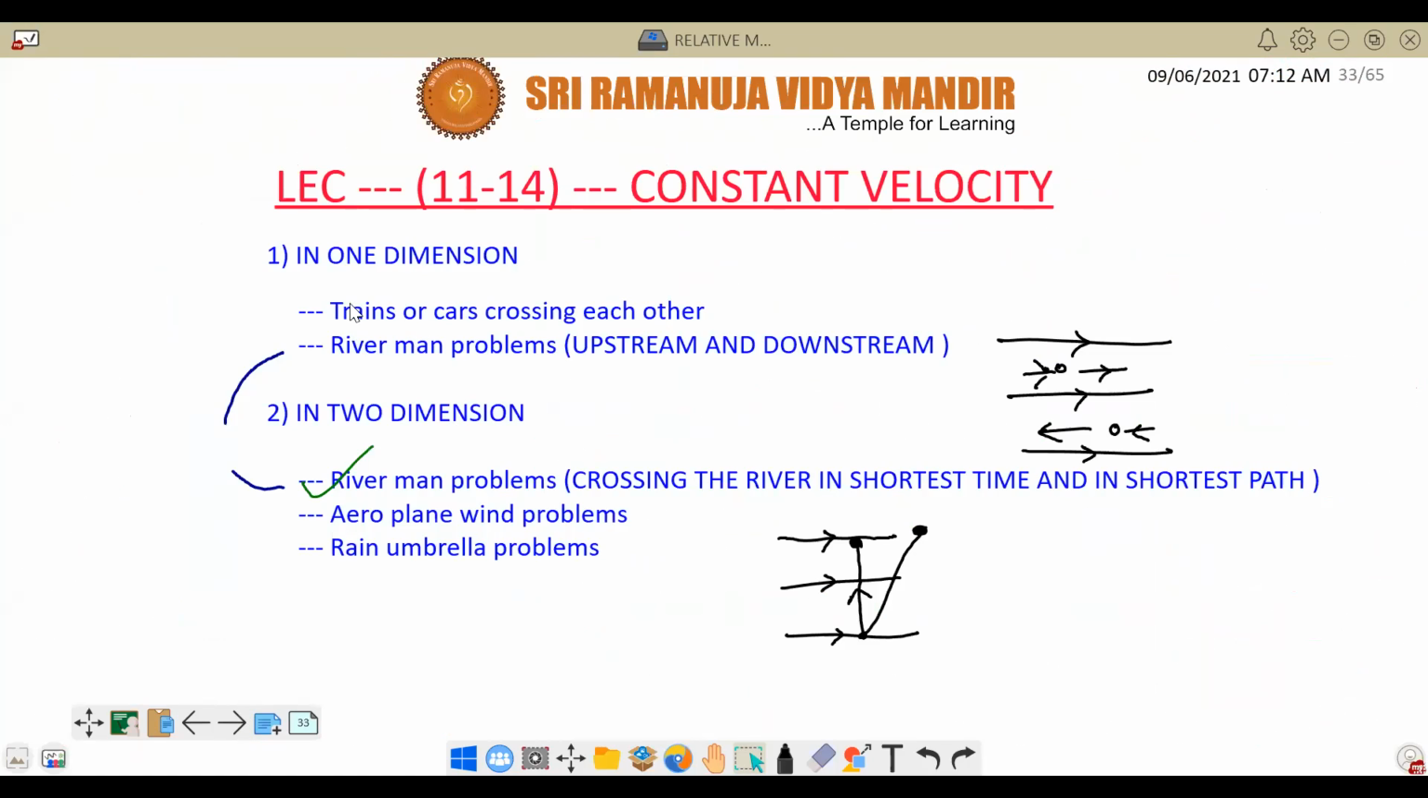Here, constant velocity, trains crossing each other, Riverman problems, upstream and downstream. Today we'll see this one, Riverman problems. And then afterwards we'll see Riverman problems crossing the river in the shortest time and in the shortest path.